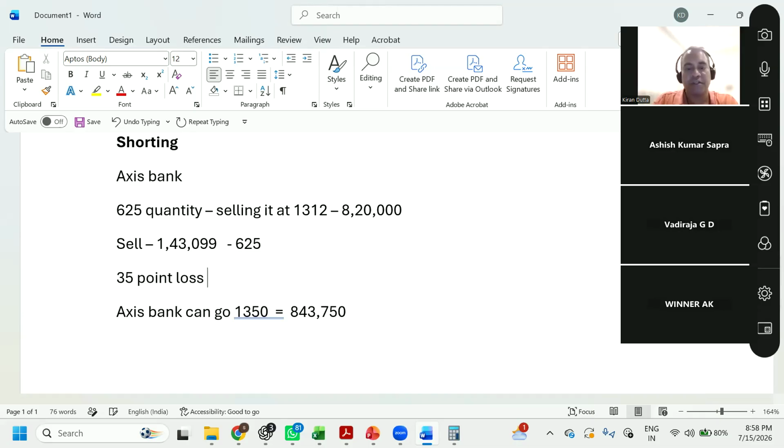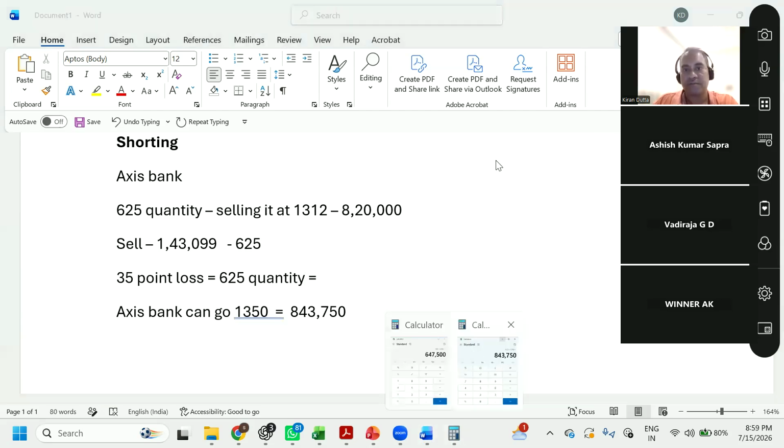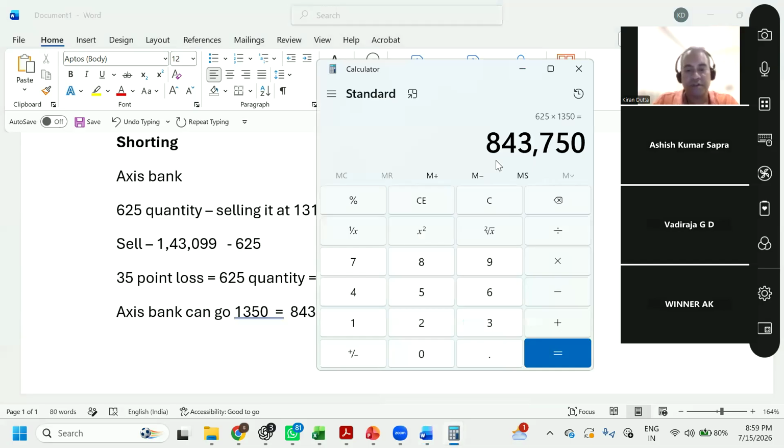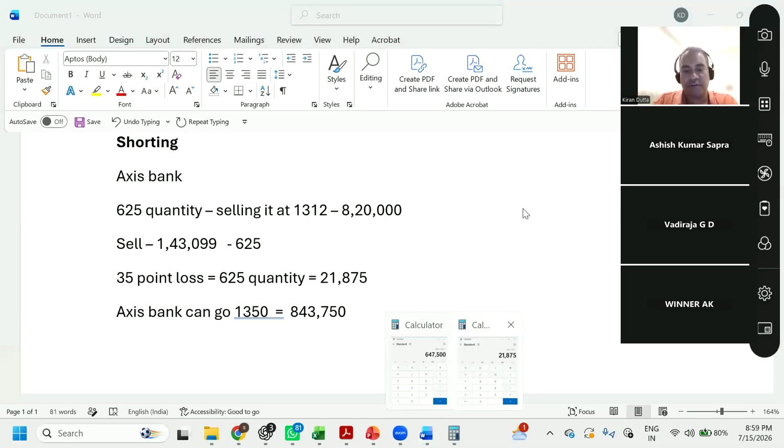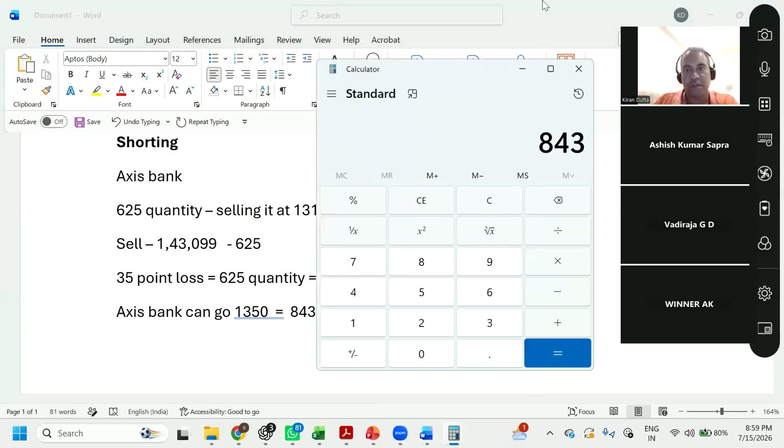Everyone following me, right? At 625 quantity, how much is the loss for me? 625 times 35, 21,875. This is my loss. Now what will I do? 843,750 minus 21,875.